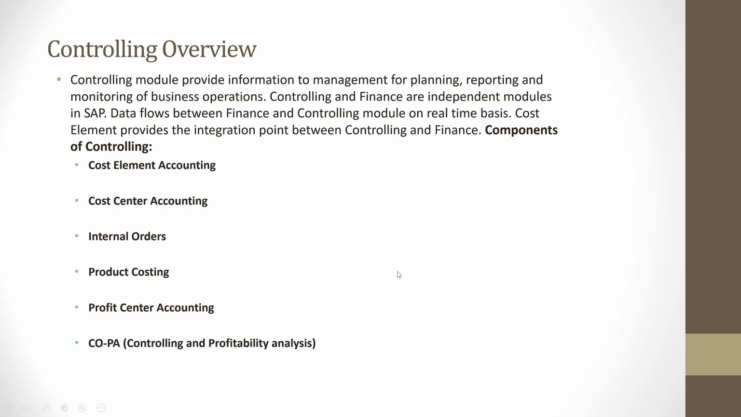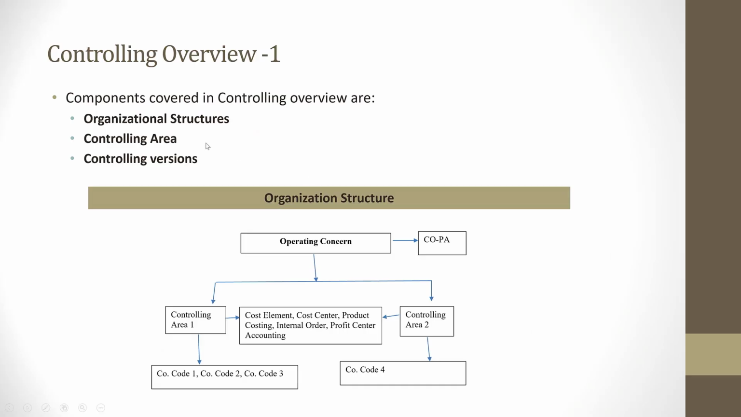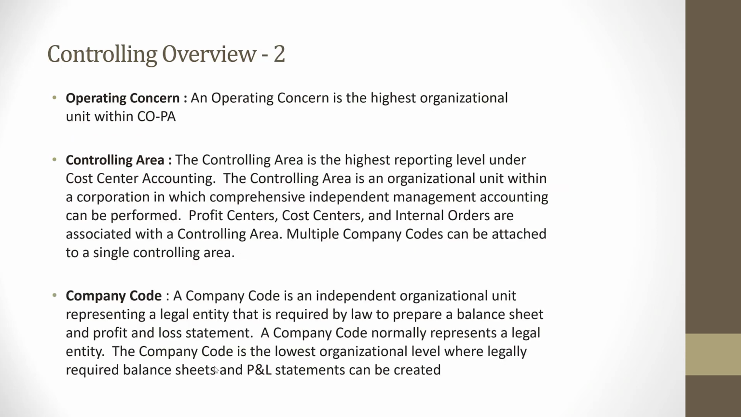So we will start with the organizational structure in SAP. In the organizational structure, at the top we have the operating concern. Below the operating concern, we have controlling area, and underneath the controlling area, you can have one or more company codes. So what is the operating concern? Operating concern is an organizational entity at the highest level.